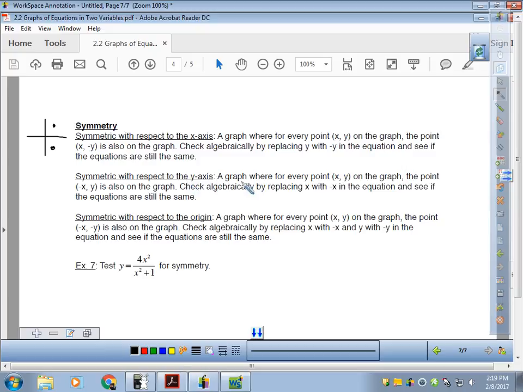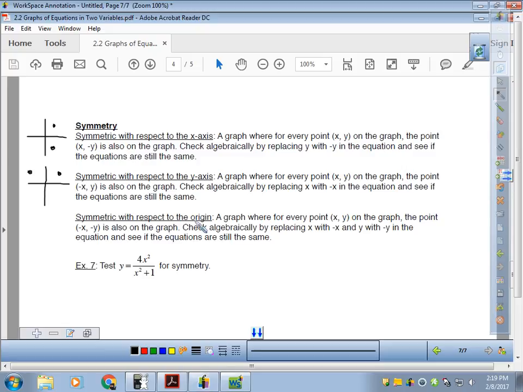For symmetric with respect to the y-axis, this is where you're reflecting a point across the y-axis. So if you have a point that's right here, when you reflect it across the y-axis, it'll be over here now. And so all that's going to change is the x value. The x value will change signs and will become negative x comma y. So you can just look for that kind of symmetry. Now algebraically, we find y-axis symmetry by replacing all of the x's with negative x's and then seeing if the equations are still the same.